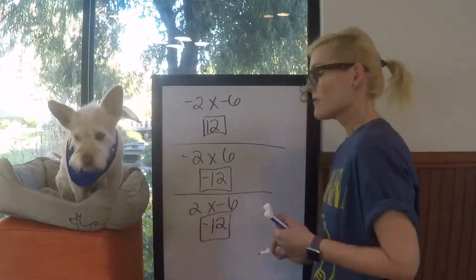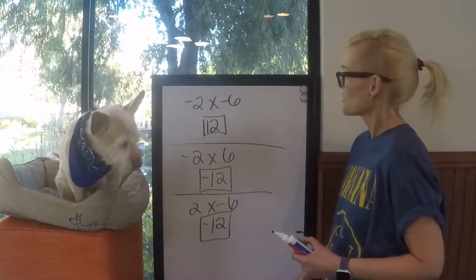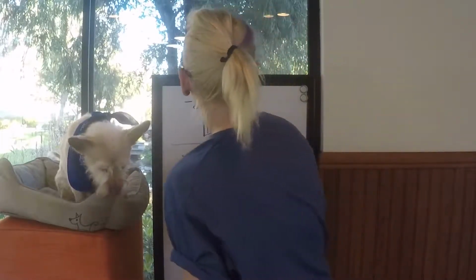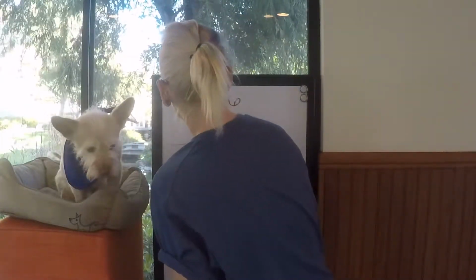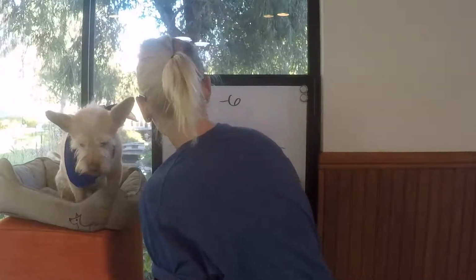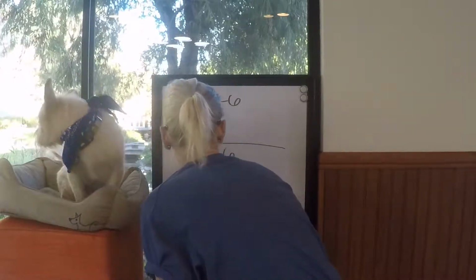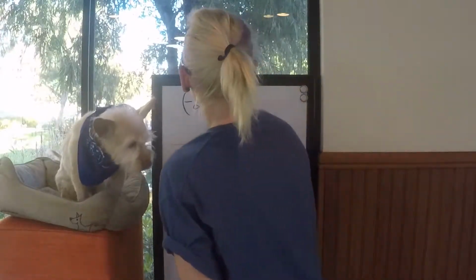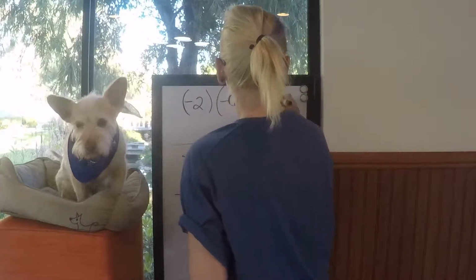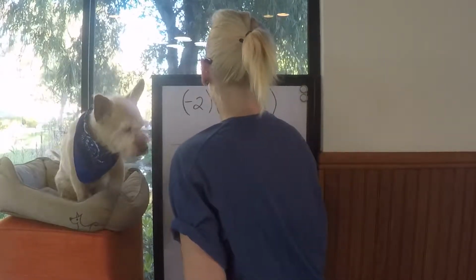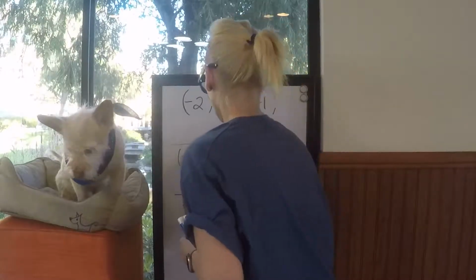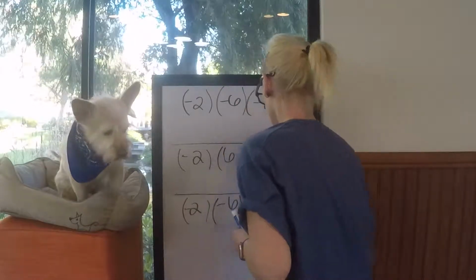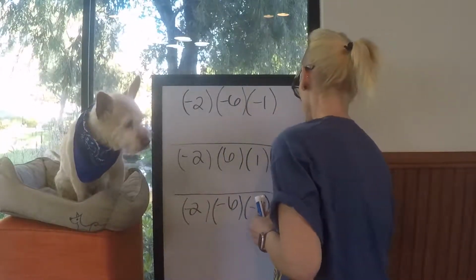Okay, I promised you examples with more than two numbers, so let's do that. I'm going to erase these numbers. I'm going to erase this x, and let's use parentheses to show multiplication, because you might see an x or you might see parentheses. So I'm going to put parentheses around these. We'll change up some numbers.